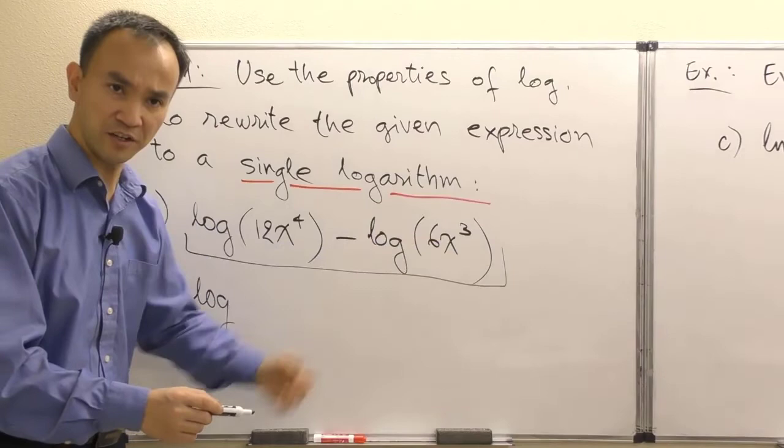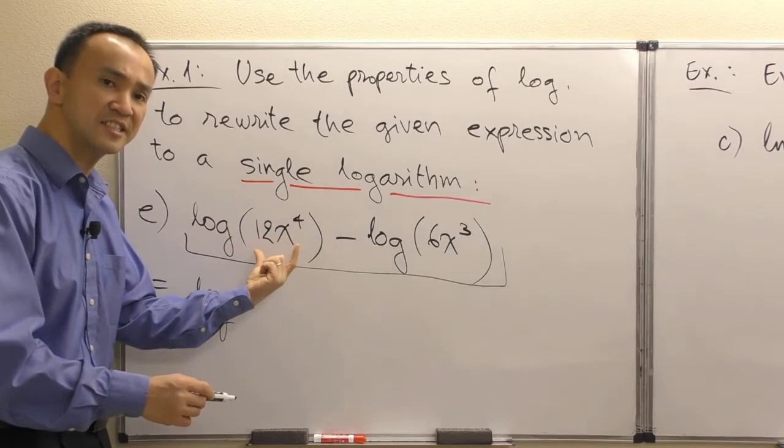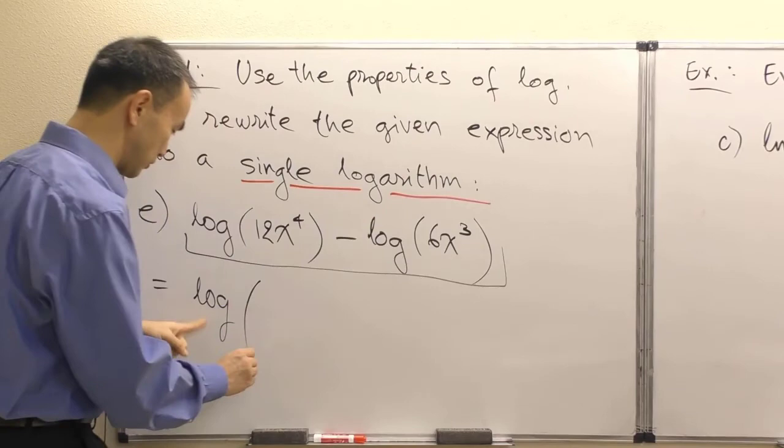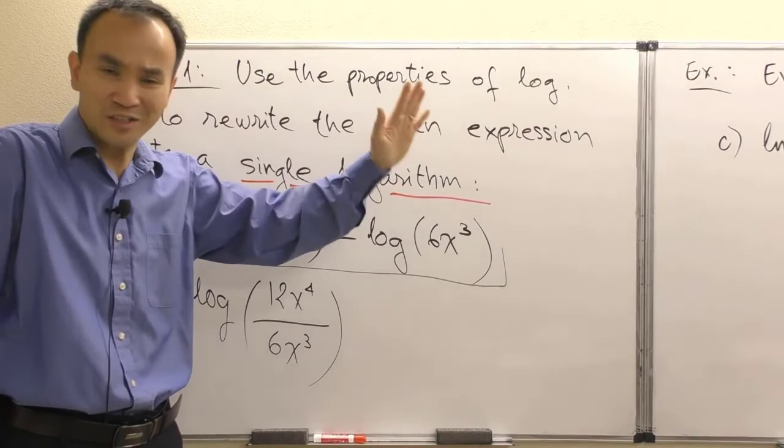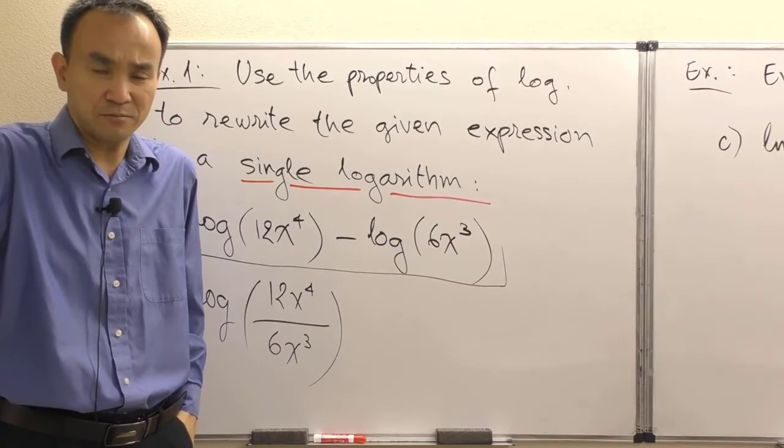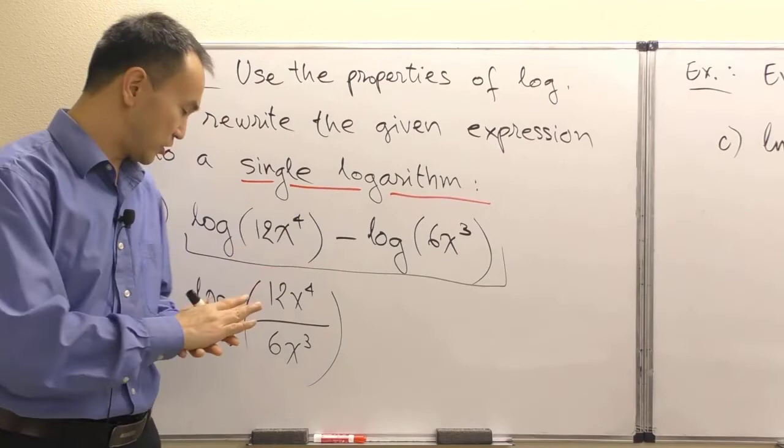Difference to quotient. And now be careful, this term that contains the 12x to the fourth comes before the subtraction. So now I'm going to write it as log base 10 of 12x to the fourth divided by 6x cubed. Now all of a sudden you realize how easy and how simple that is. Once we learn to ignore all the fancy details of the problems, and just stay focused on what we need to focus on, then things are going to turn out easy for us.